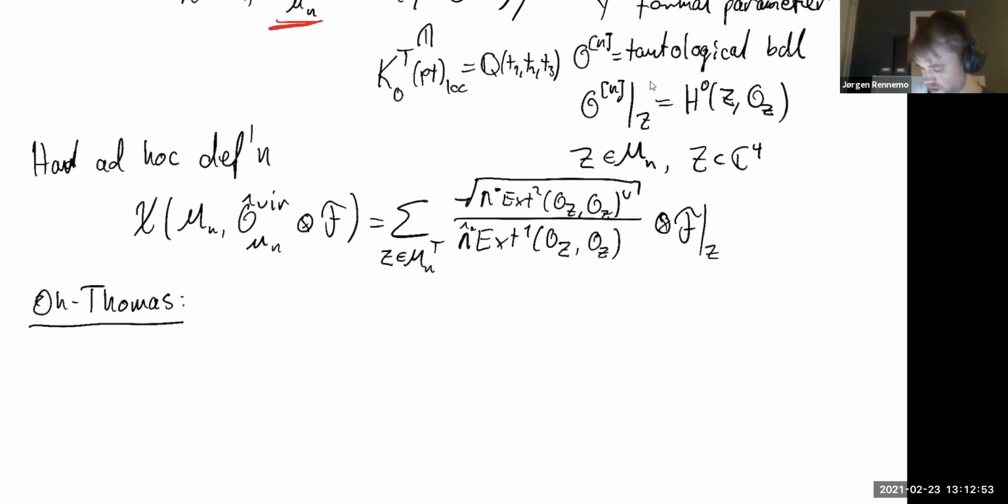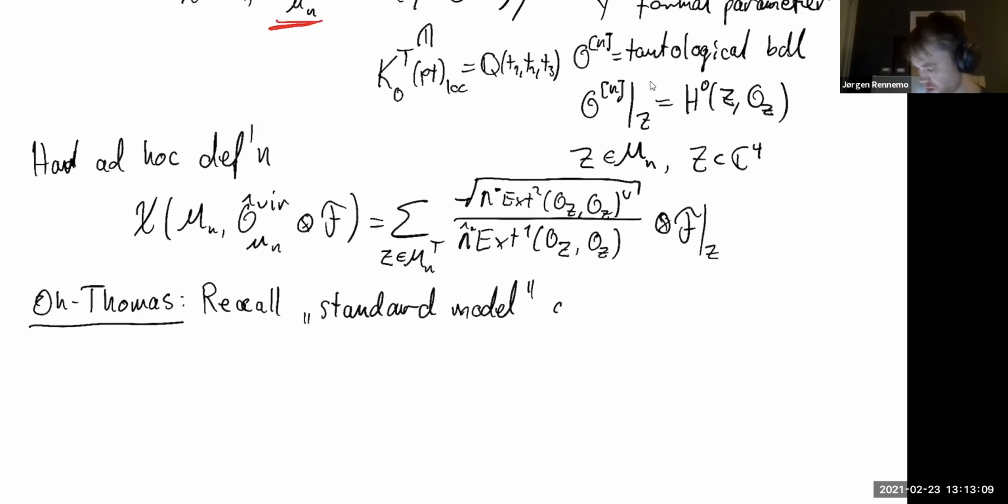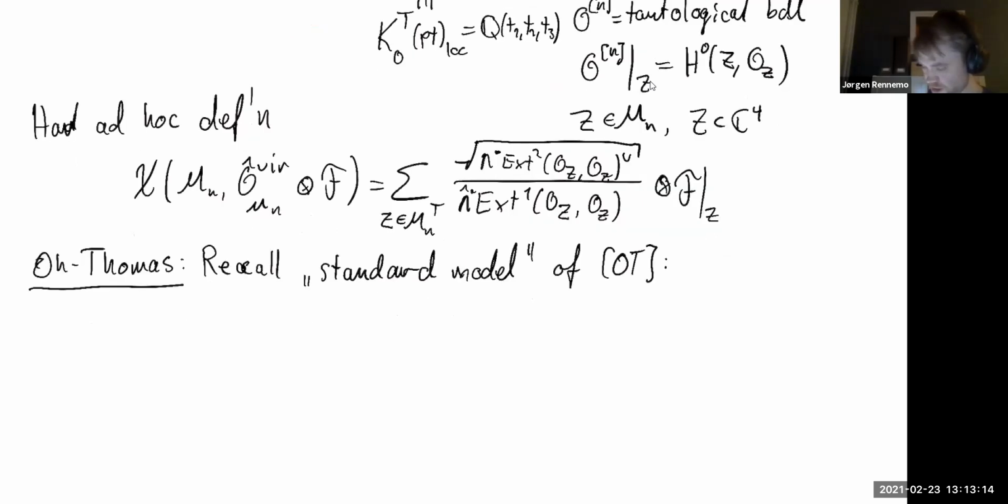Okay, so let's recall what the standard model for them is. So the standard model is what you expect the moduli space of sheaves on a Calabi-Yau fourfold to look like locally, which is, you expect the moduli space M sits inside some ambient space A, which is smooth.